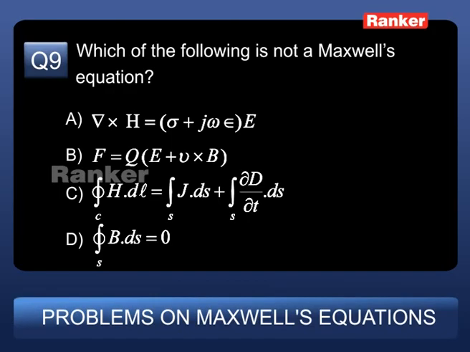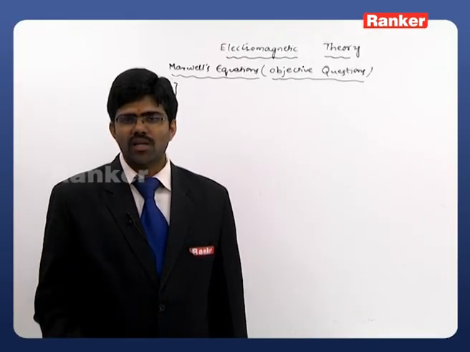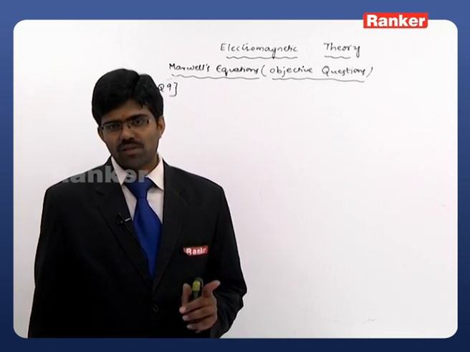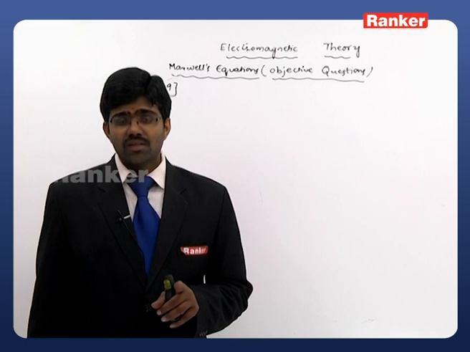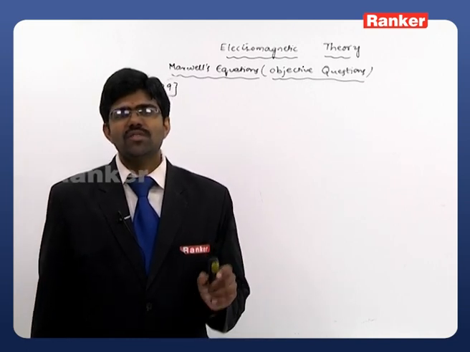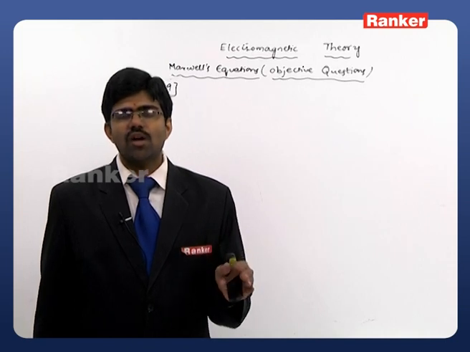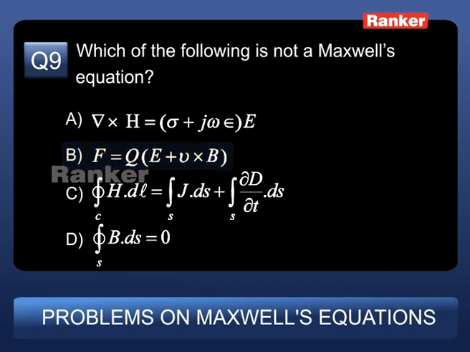And come to the fourth option, that is the surface integral of B dot dS is equal to 0, which gives the integral form of the non-existence of magnetic monopole, which is also a Maxwell's equation. So clearly option B is not suitable here, it is not at all a Maxwell's equation, it just describes the force acting on a charge in the presence of both electric field and magnetic field. So option B is the answer for this question.